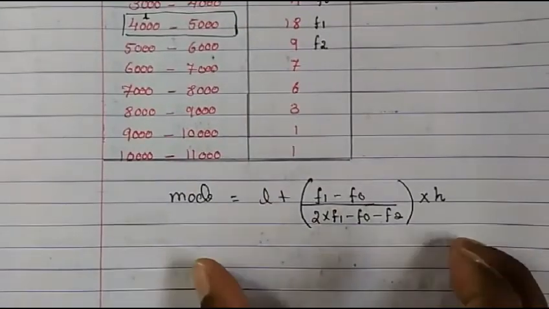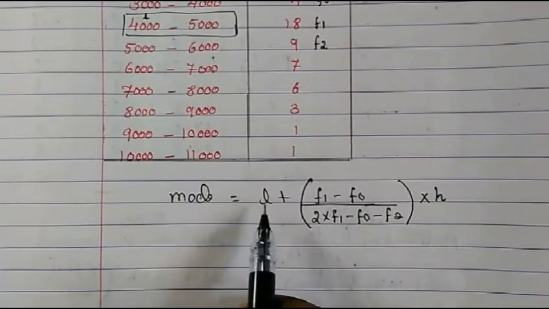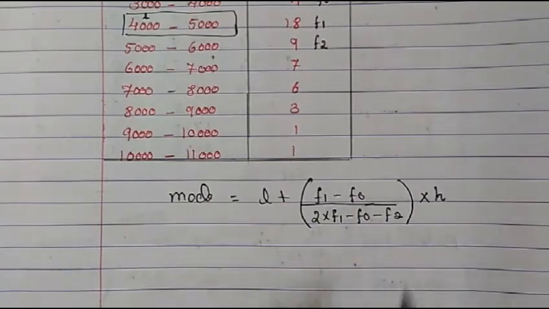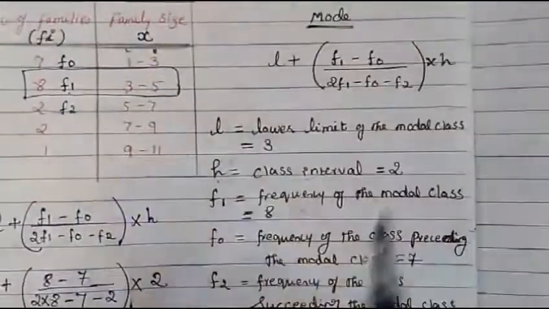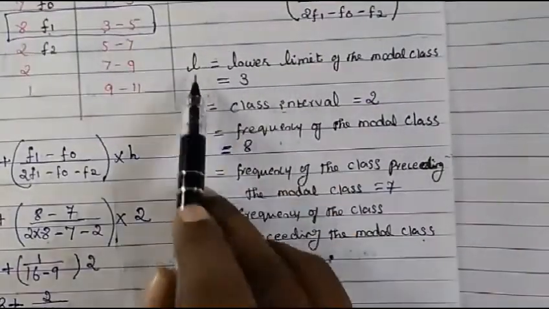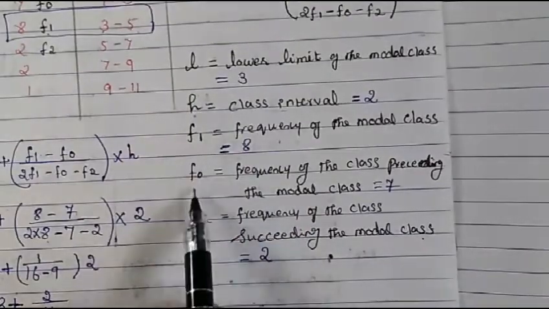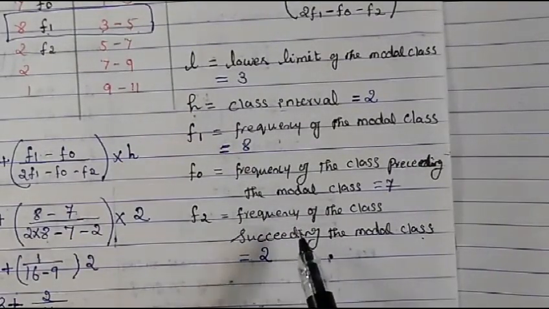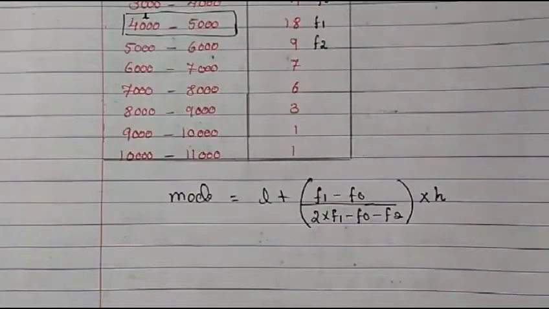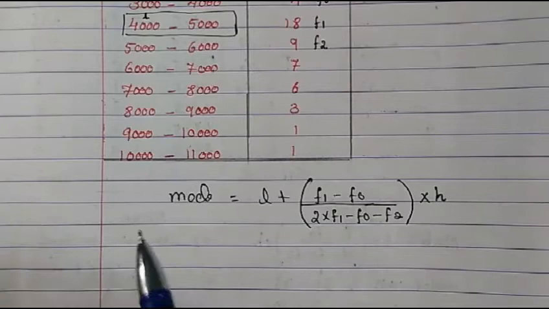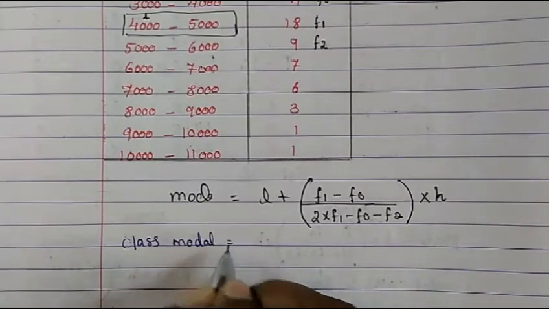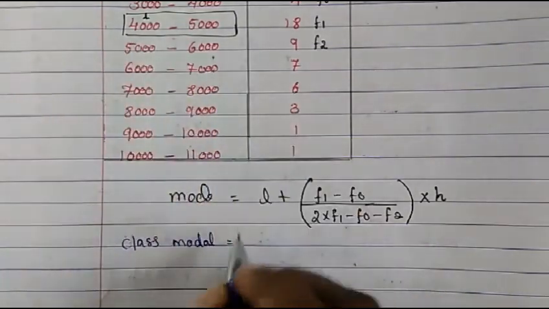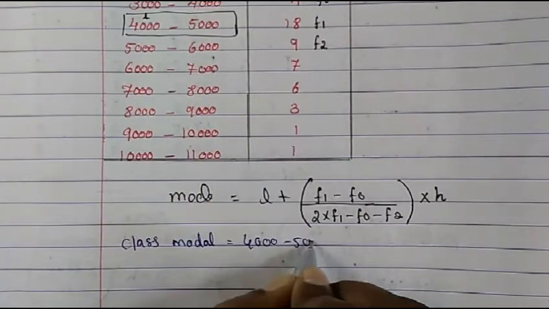So we have to write down, I told you in the introduction, you have to write the explanation for all these terms as I taught in the introduction. You have to write by all means the detailed explanation for all this. Okay, then only you will get the full marks. But I will write only the values here. So the modal class is 4000 to 5000.